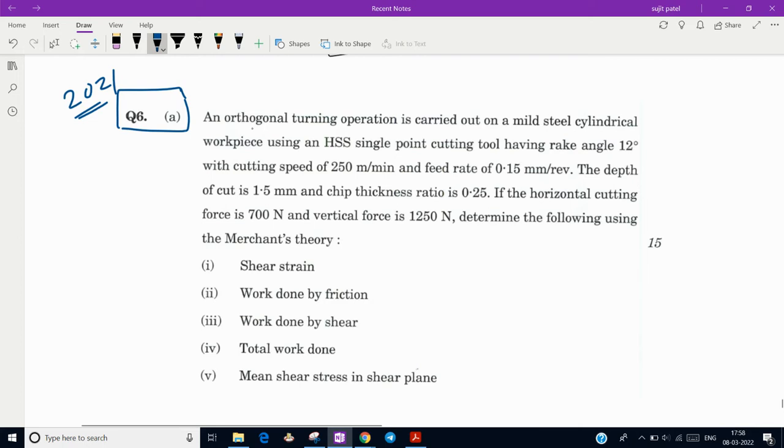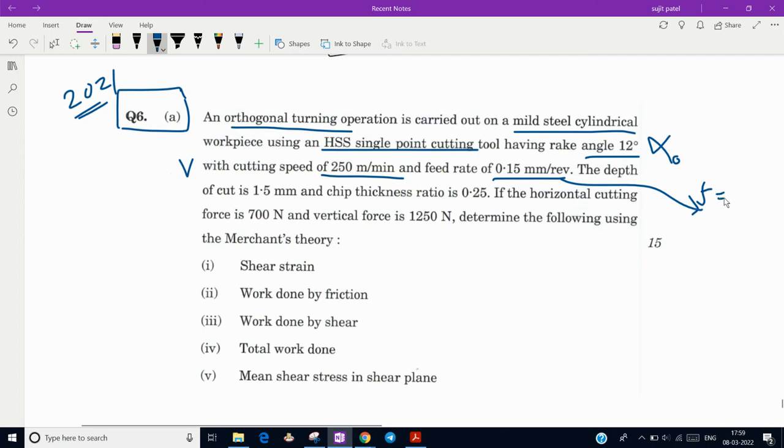This is a metal cutting question, orthogonal turning, on which a mild steel cylinder we have done with an HSS single point cutting tool, having rake angle 12 degree. That means alpha naught value is given, with cutting speed 250 meter per minute, V is given, with feed rate 0.15 mm per revolution, that is feed rate. And for orthogonal turning it is the initial chip thickness also, and depth of cut is 1.5 mm. So depth of cut is equal to width of the cut for orthogonal turning, and chip thickness ratio is 0.25.